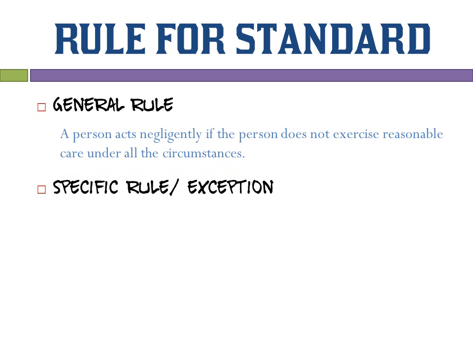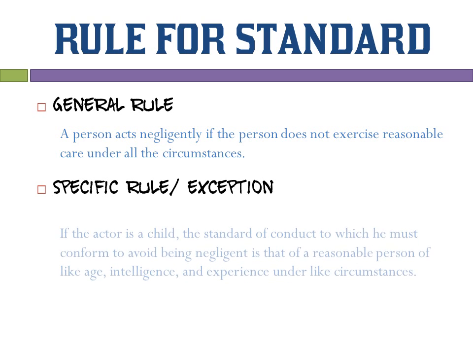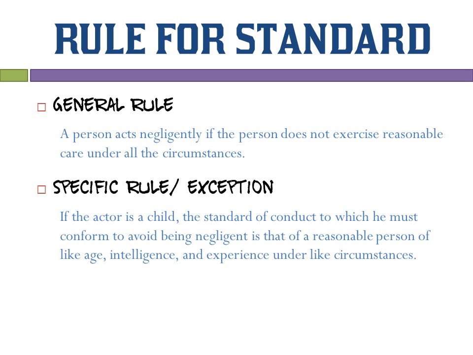Okay, so we already gave the general standard for negligence. A person acts negligently if the person doesn't exercise reasonable care under all the circumstances. So you don't need to say that again. You can go right into the exception, which is the child standard. A child will be held to the standard of a reasonable person of like age, intelligence, and experiences under like circumstances. There are some exceptions to this, but since the exceptions don't come up in the fact scenario we're talking about, you don't want to give the rules for those exceptions because you don't have a lot of time.